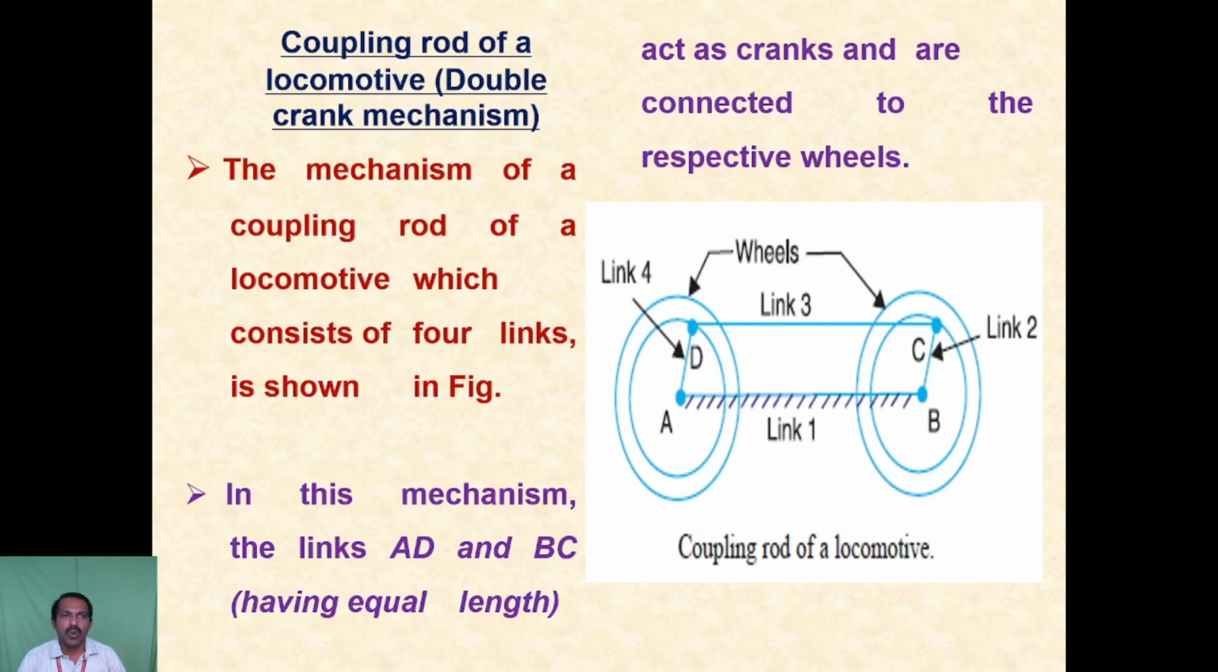Next is the locomotive. The locomotive is a combination of 4 links: link 1, 2, 3, 4, and the joints A, B, C, D are binary joints. Here link 2 and link 4 are equal in length, and links L1 and L3 are also equal in length. This is the main difference of the locomotive. A good example is the railway wheels: the locomotive mechanism is used in train wheels.